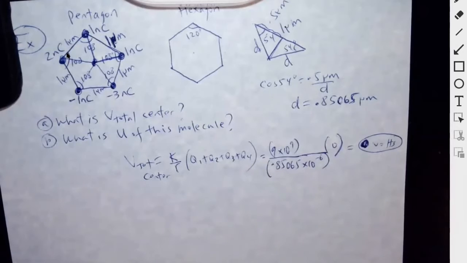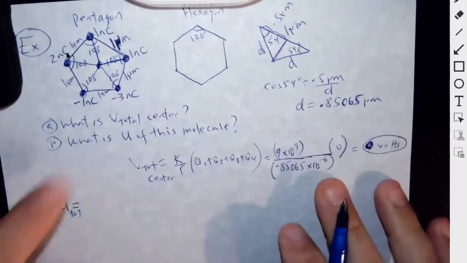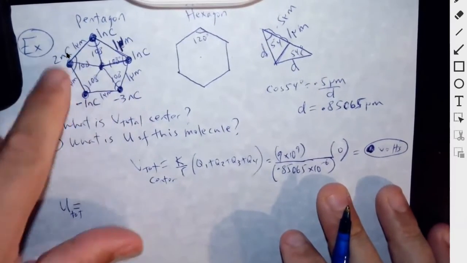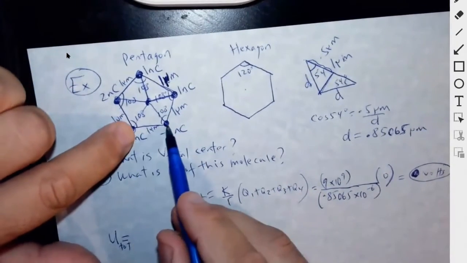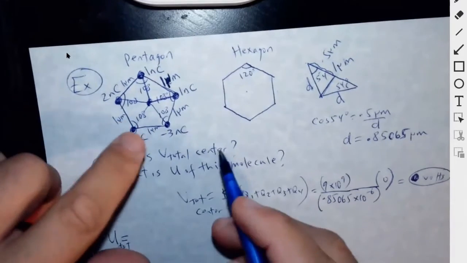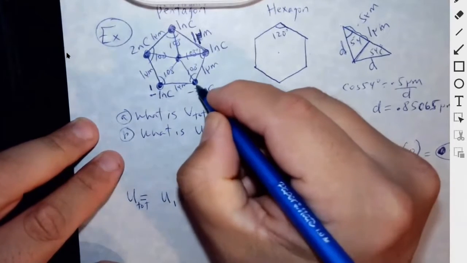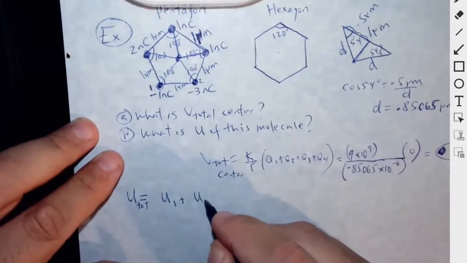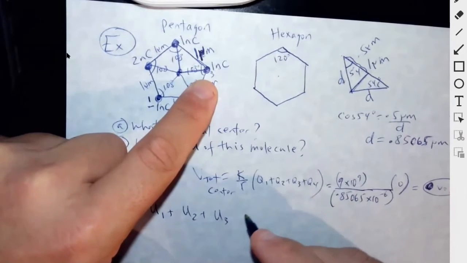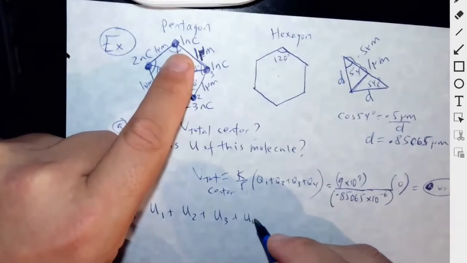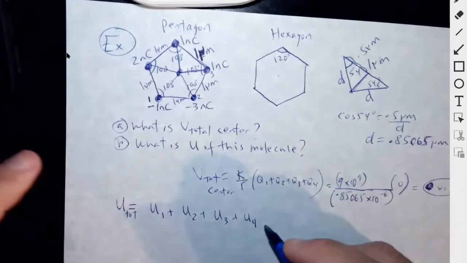Okay, how about the potential energy? U total. Remember, each charge will have potential energy with all the other ones, so you have to keep tabs. This guy has potential energy with this and this. So you can start with number 1, the potential energy of number 1, and then number 2, potential energy of number 2, then number 3, potential energy of number 3, plus potential energy of number 4. I think that's it.